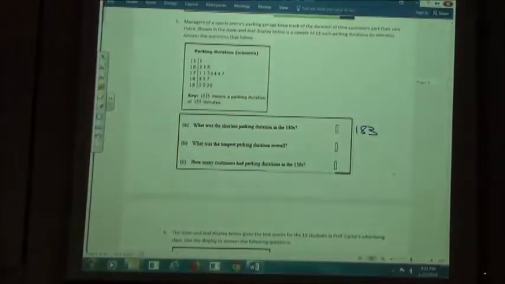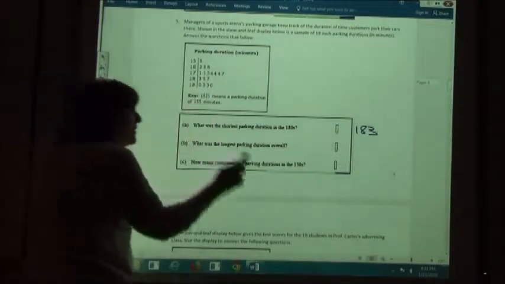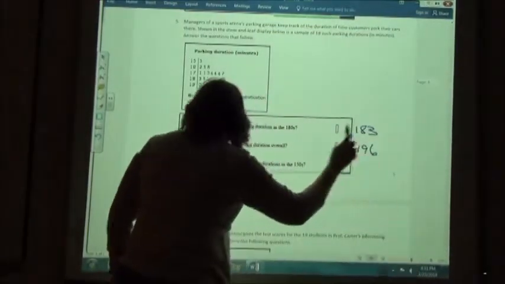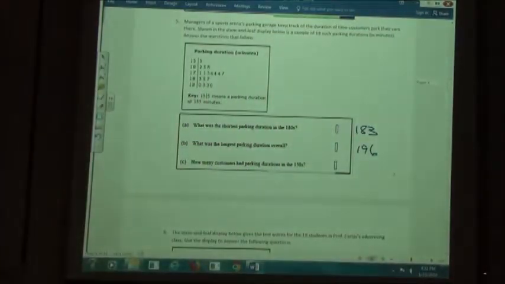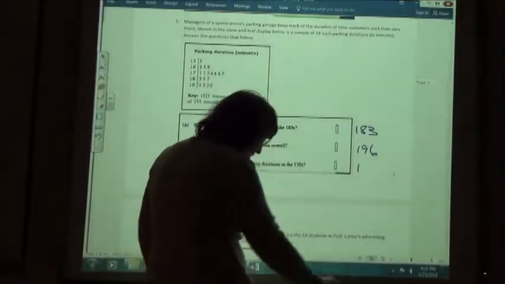What was the longest parking duration overall? 196, exactly. How many customers had parking durations in the 150s? Just one. 155 is the only one I have. Okay?